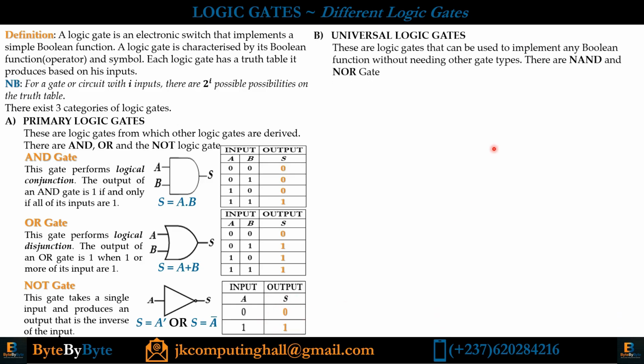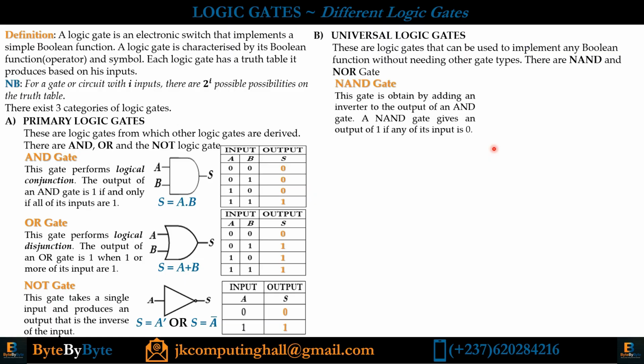The second category, the universal logic gate. These are logic gates that can be used to implement any Boolean function without needing other gate types. These are the NAND and the NOR gate. In the lessons to come, we shall come back to this particular concept about the universal nature of the NAND and the NOR gate. But what you need to understand is that these are the only 2 gates that can be used to produce any other logic gate that is needed.